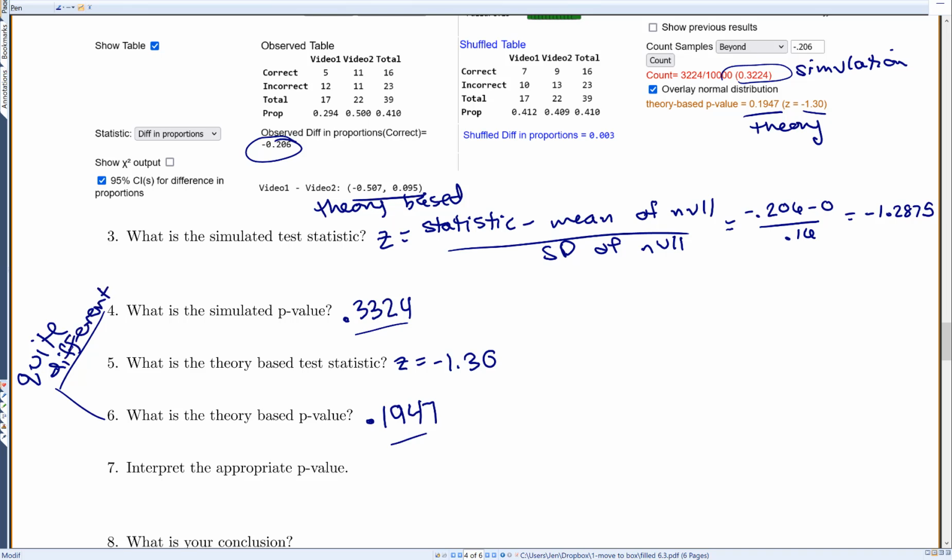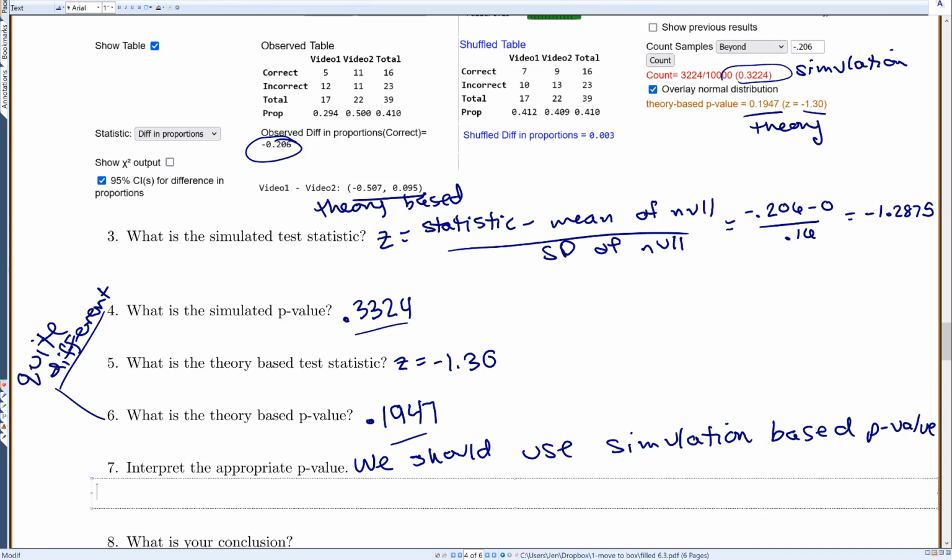So sometimes that happens when you have a small sample size. Your theory-based p-value and your simulated p-value can be very different. Okay. Now, which one should we use? We should use the simulation-based one because our sample size was not big enough to use the theory-based approach. So we need to use the simulation-based p-value.